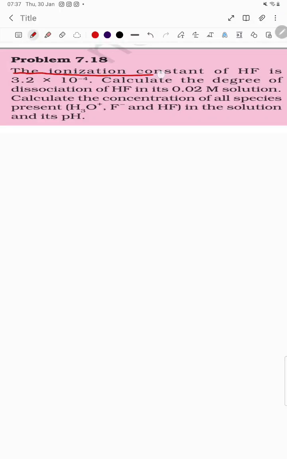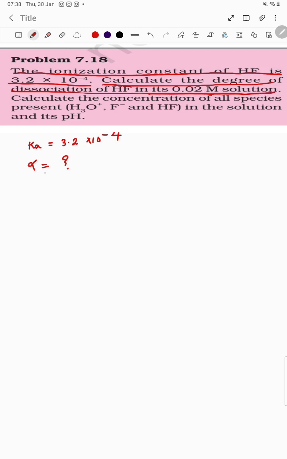Let's see the problem. The ionization constant of HF is 3.2 into 10 power minus 4. So the ionization constant, Ka, is equal to 3.2 into 10 power minus 4, that is given. Calculate the degree of dissociation of HF. That is alpha, they are asking degree of dissociation. They are saying HF in its 0.02 molar solution. So the concentration they have given is 0.02 molar.